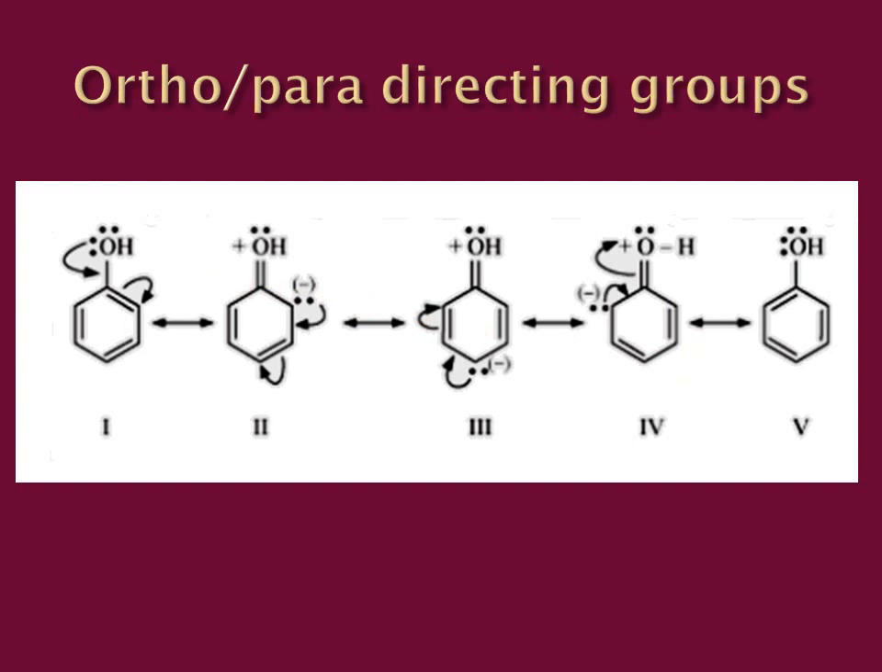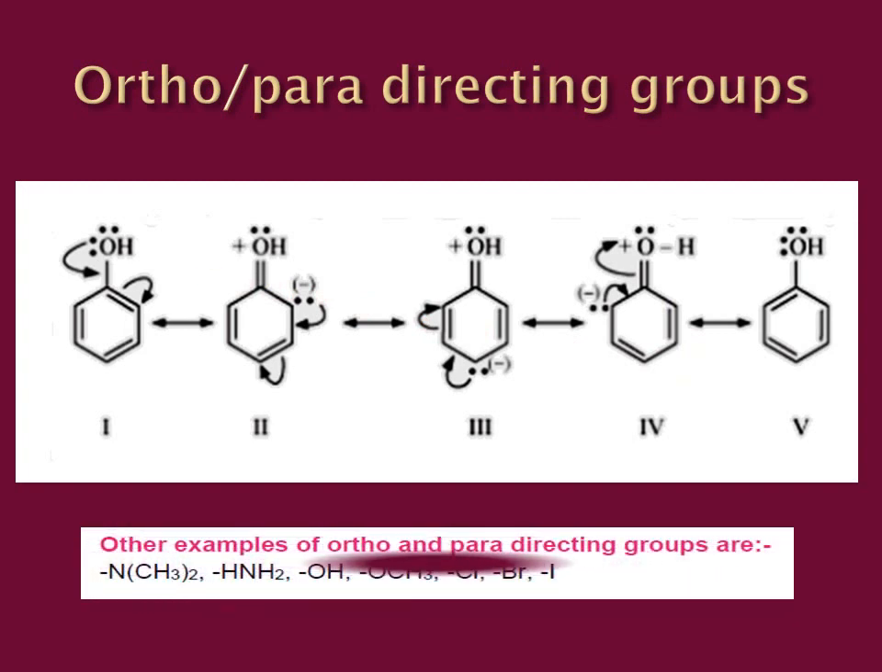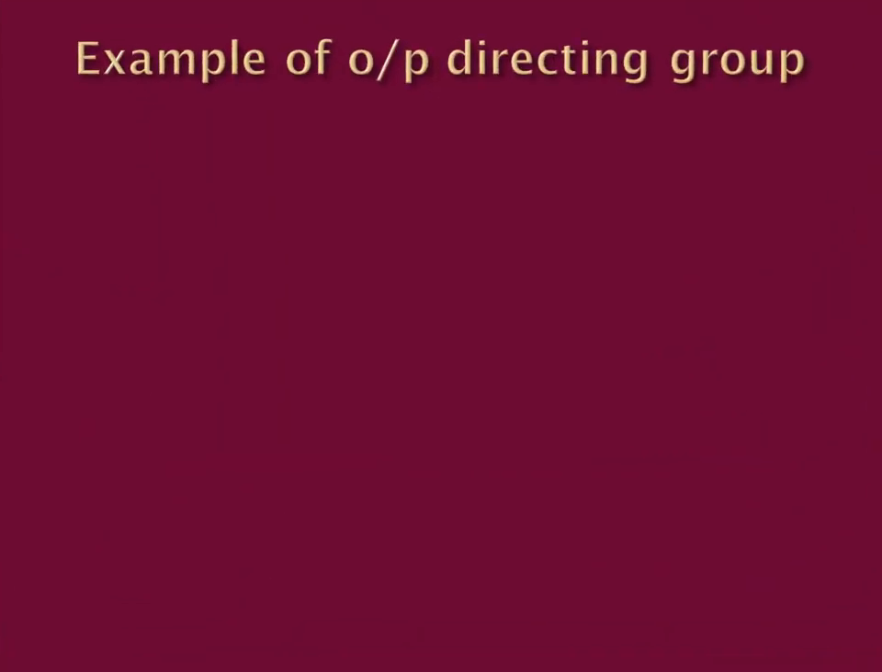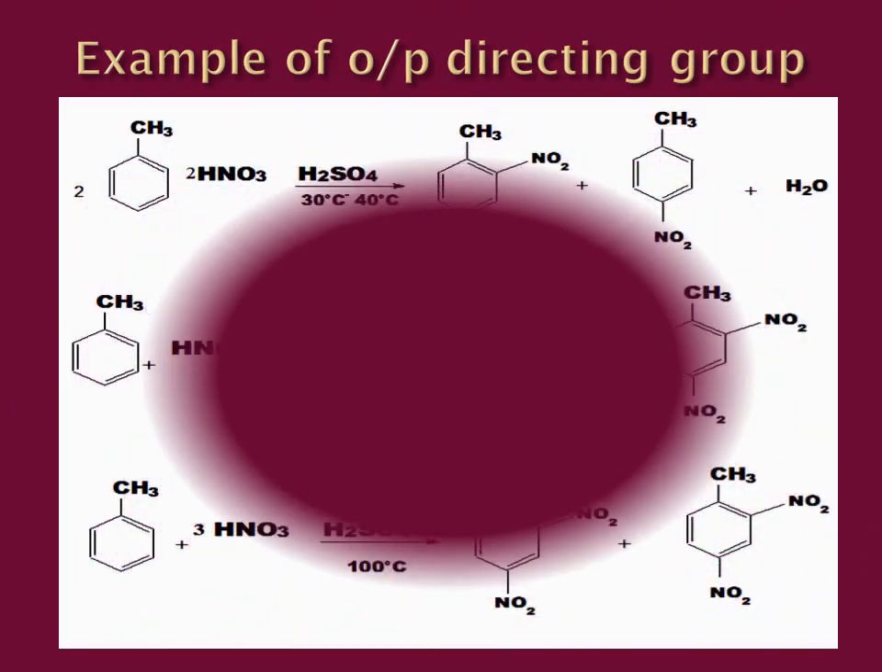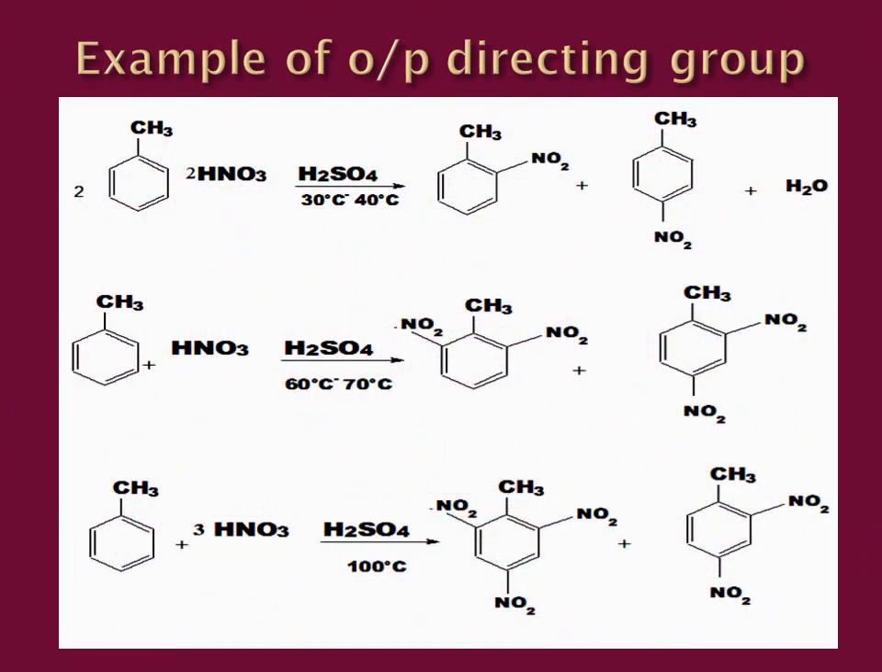Now students, let us study an example of an ortho-para directing group. Here we have toluene. The CH3 attached to the benzene ring is an ortho-para directing group. Why? As you can see, the atom directly attached to this carbon atom is carbon, which has a greater electronegativity as compared to these three hydrogen atoms. Therefore, it is ortho-para directing.